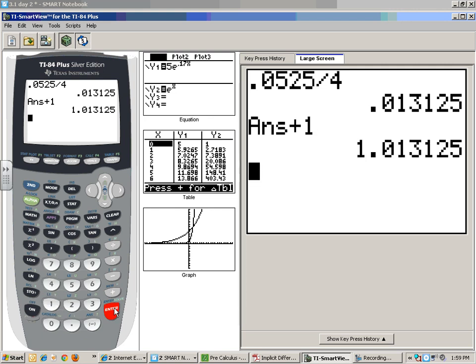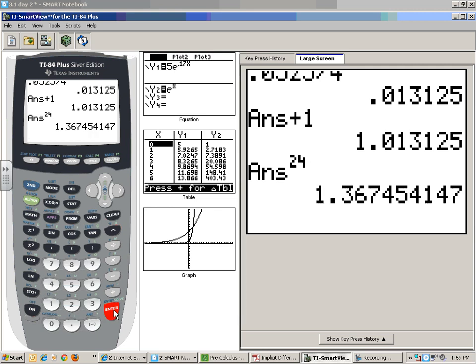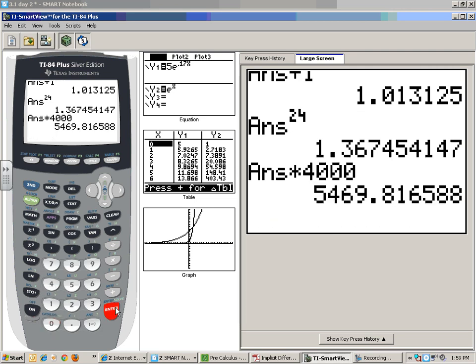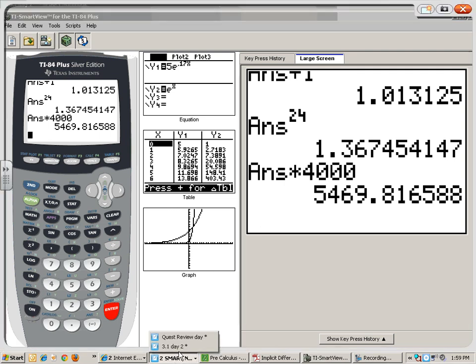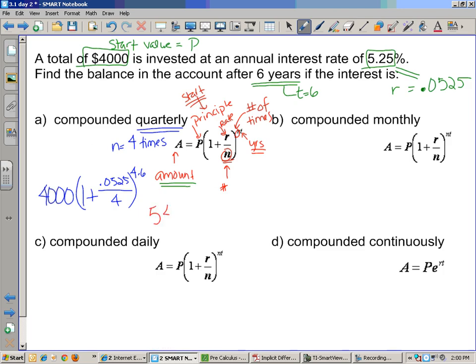Now I want to raise that number, using the caret, to the power 24, because 4 times 6 is 24. And I get this number. Now I'm going to multiply it by 4,000, because that was my P. The amount of money I would have after 6 years is $5,469.82. So my final answer is $5,469.82.